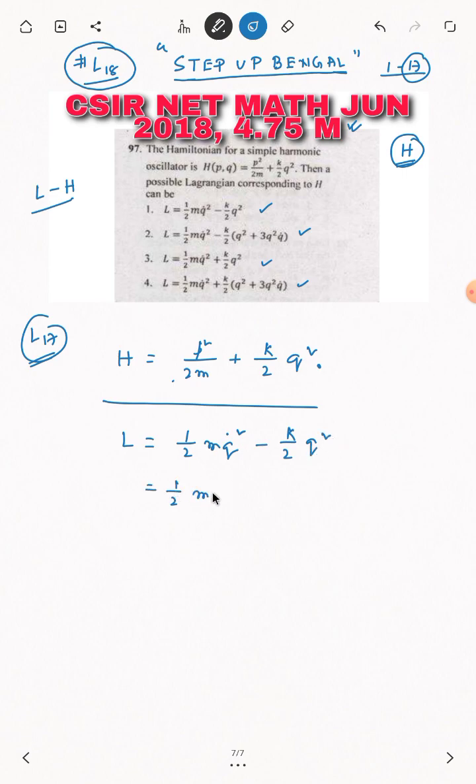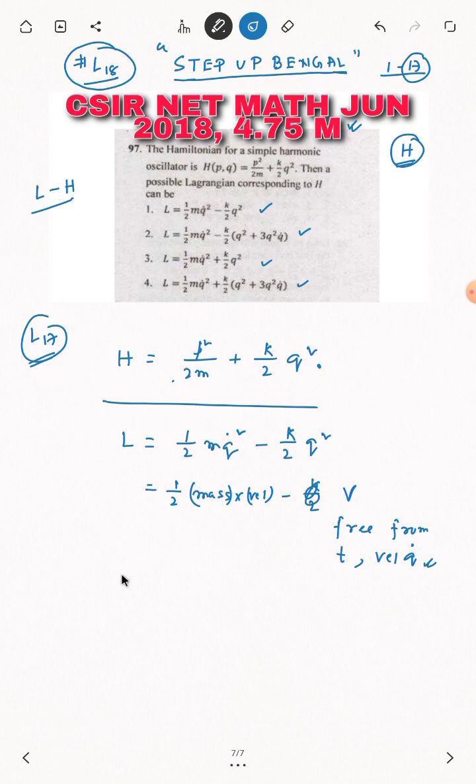So half into mass into velocity square, as I said in lecture number 17. Just revisit the lecture and you will get the shortcut trick. Mass into velocity square, and this is obviously potential energy V, which is free from time t and velocity. What is that velocity? That means q dot. I have already said, in general they give us only one or two coordinates. Here the generalized coordinate is only one, so q is there.